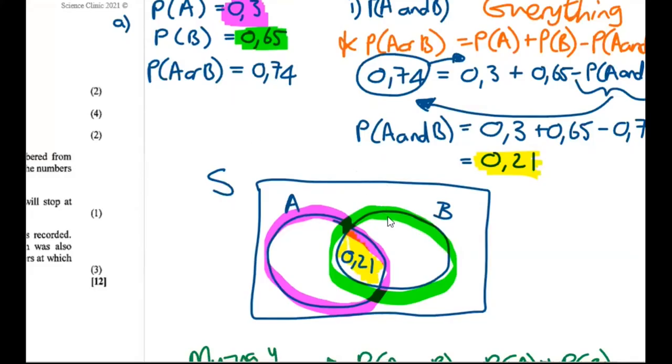So I'm going to write down the calculation we're doing. 0,65, but we've already represented 0,21. That's already in that circle, so I'm subtracting that. That's what gives me the green bit, which is 0,44. Please check my arithmetic. Yes, great. Now that I've done B for you, this was just the calculation.